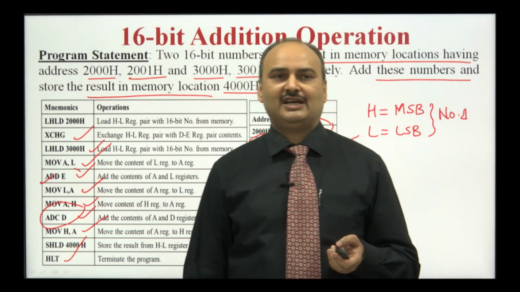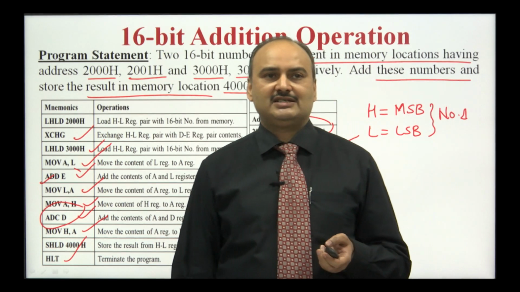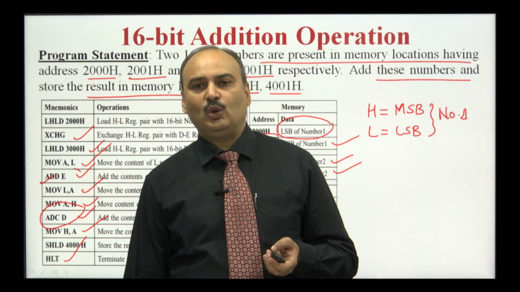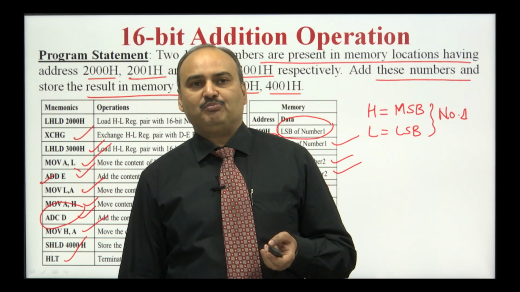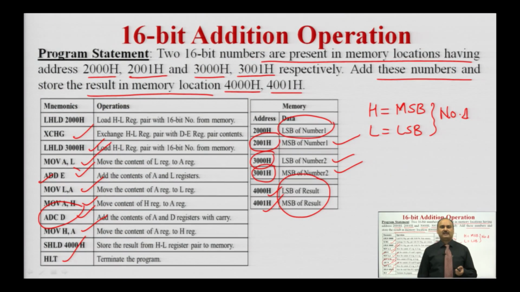So, here we use the LHLD instruction. The LHLD instruction is used to directly load the content of two consecutive memory locations, having addresses 2000H and 2001H, into the HL register pair. We use the XCHG instruction to exchange the content of the HL register pair with the DE register pair, and again we use the LHLD instruction to load the content of memory locations 3000H and 3001H into the HL register pair.